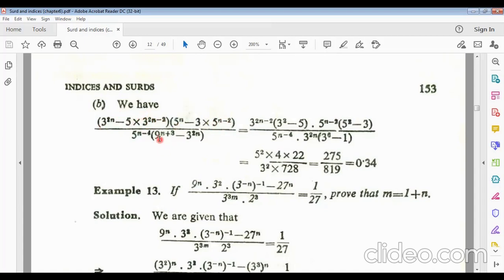Then this 9 can be written as 3 square. So the power will be multiplied: 2 into twice n plus 3. Then 3 to the power twice n you can take common. So 3 to the power twice n will be cancelled, and 5 to the power n will be cancelled. Then after simplification, we get 0.34.